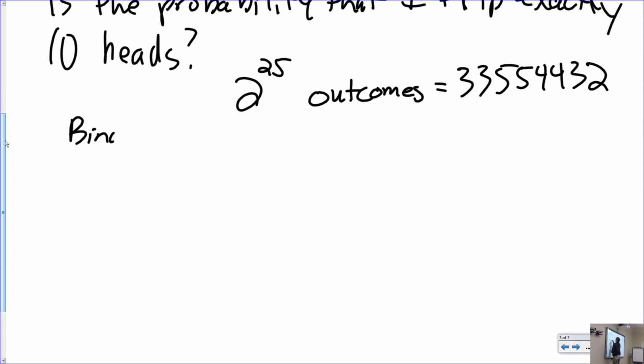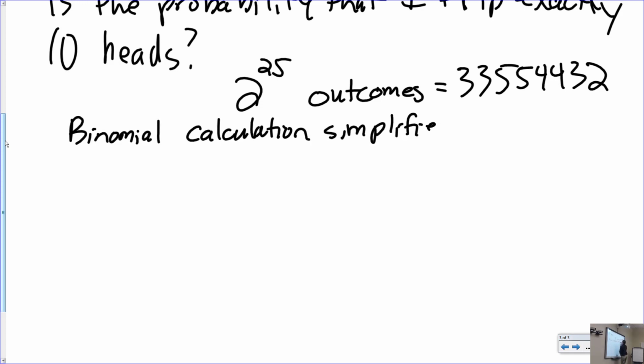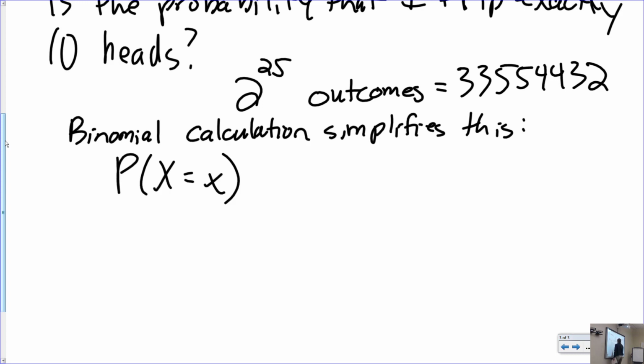So, the binomial calculation simplifies this for us. Somewhere in your book, or actually what you can use if you want, I don't know if you guys have seen this, but you should have had a cardboard piece of paper in your book somewhere.